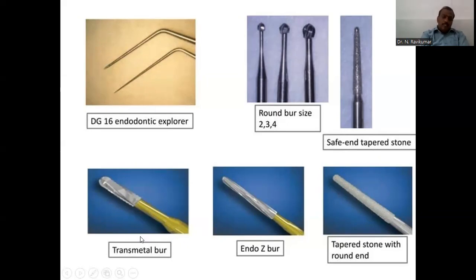What is this bur? Transmetal bur. The transmetal bur is used most of the time when the patient comes with a crown but without root canal treatment. For that kind of case, either you have to approach the orifice through the crown, or you have to cut the crown into pieces or remove the old crown. You have to go for root canal treatment. For that time, you have to use a transmetal bur.